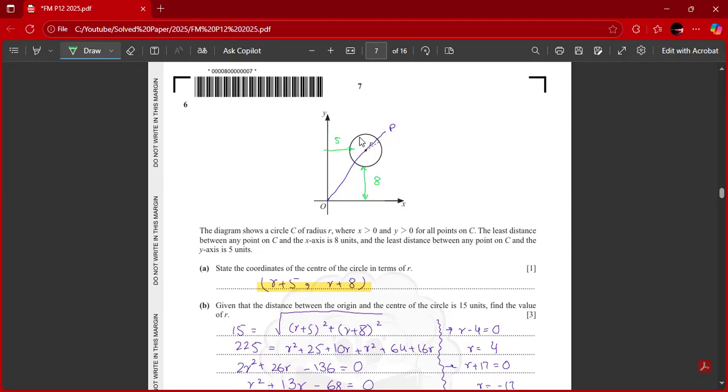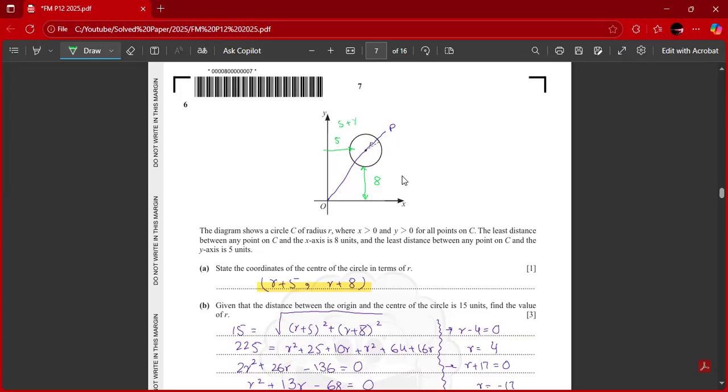Okay, I was supposed to read this question correctly. They're saying no, not between the center and the y-axis, any point here and here. Now, getting that in mind, we're supposed to find the center. So if I say this is r, so this is 5 plus r, this distance would be 8 plus r.